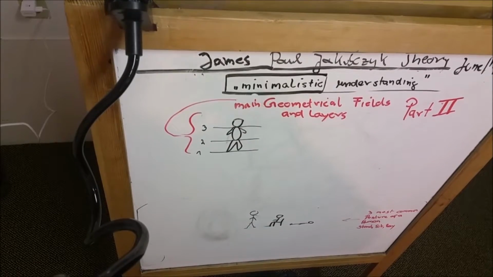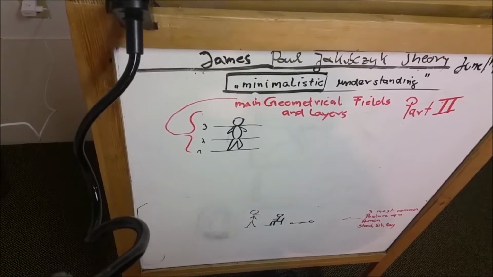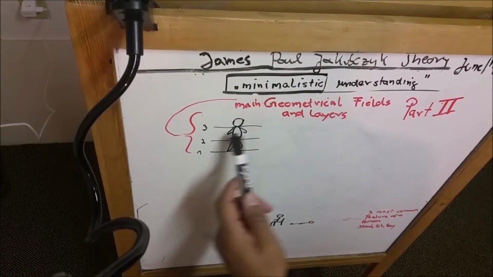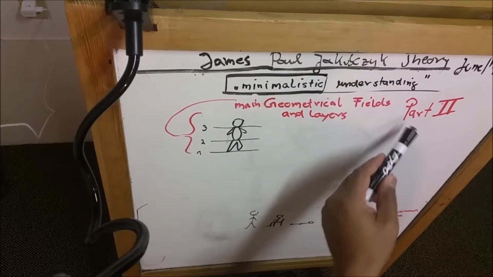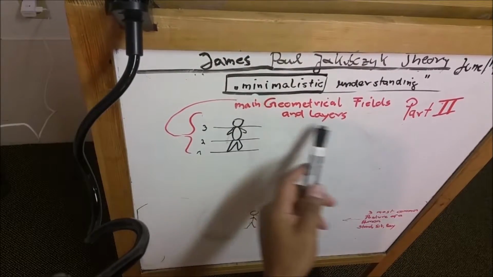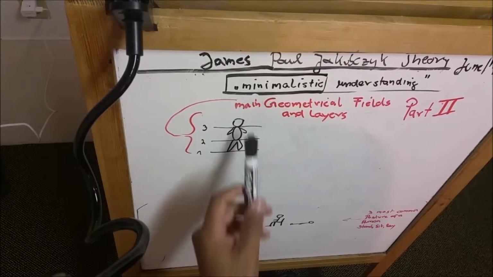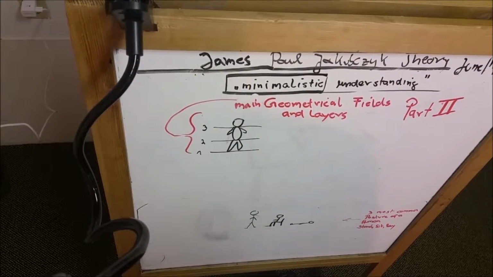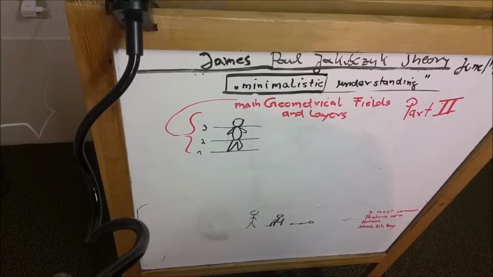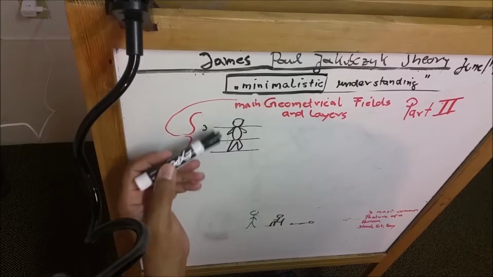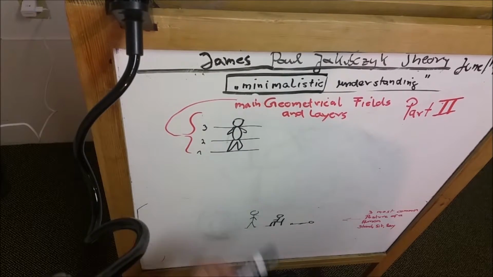This is James. As you remember, yesterday I did part 1 about the geometrical fields and layers of a human being, which are invisible. And as you see, today is part 2 about geometrical fields and layers. I added a word called "main" because these are the main 3 layers, because I have just discovered that there are actually at least 2 more, and I will come to that in part 3. But let's stick for now with these 3 main layers.